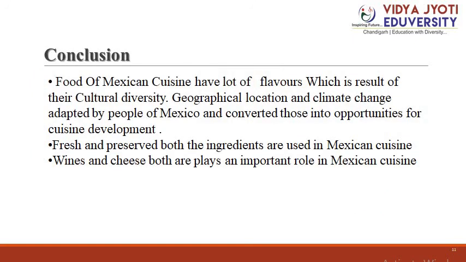After reading about the Mexican cuisine, we came to the conclusion that the food of Mexican cuisine has a lot of flavor, which is the result of their cultural diversity, geographical location, and climatic change adapted by the people of Mexico and converted into opportunities for cuisine development. Fresh and preserved, both the ingredients are mixed in and used in Mexican cuisine. The wine and cheese both play an important role in the Mexican cuisine.